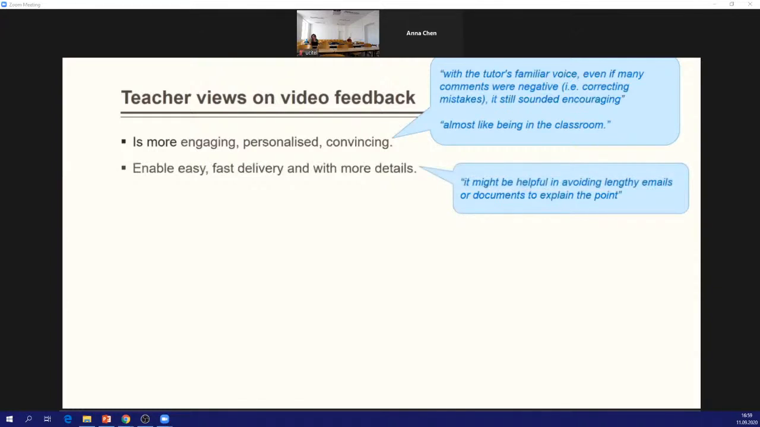From teachers' point of view, explaining language orally is a more effective way. They all believe that they should provide students with as much feedback on language as possible.